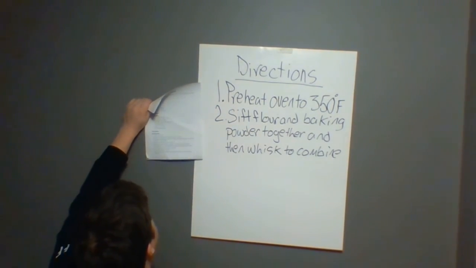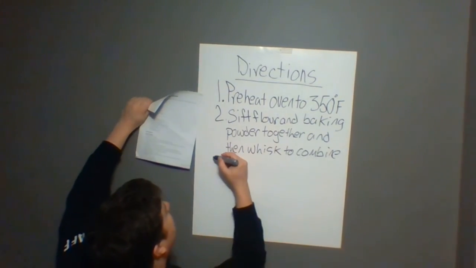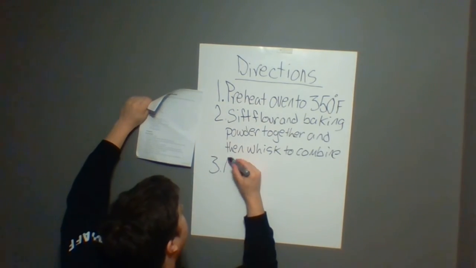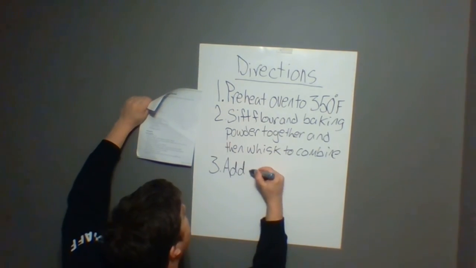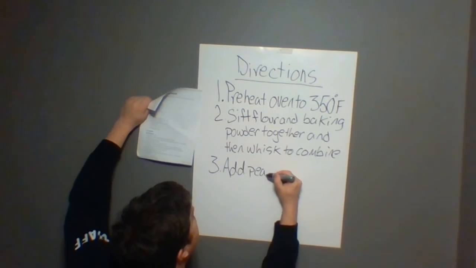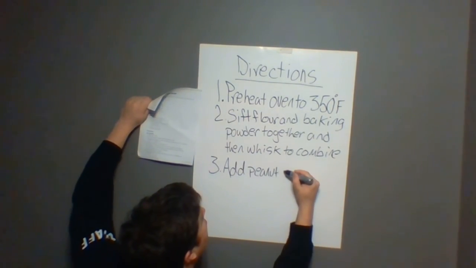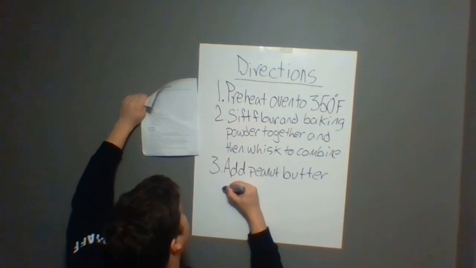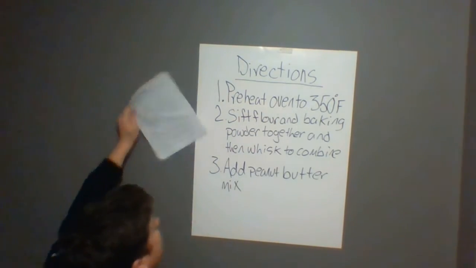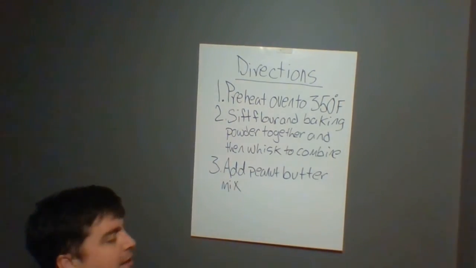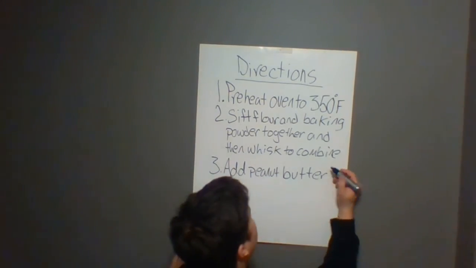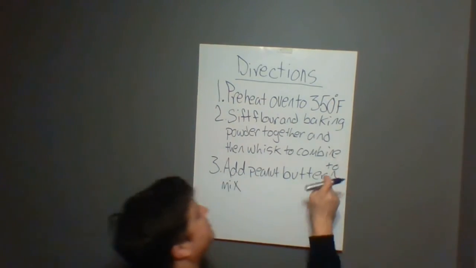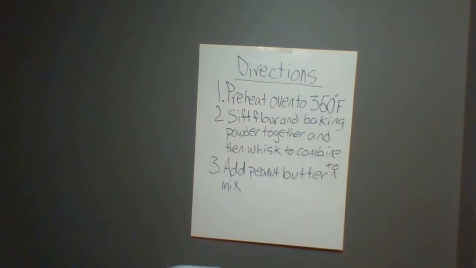Our next step is number 3, period. We're going to add our peanut butter to the mix. Now let's read that again. Add peanut butter mix. Whoops, I forgot to write to. So we're just going to use a little caret here because we forgot our word. There we go. So now we got to mix. It's okay to make mistakes.